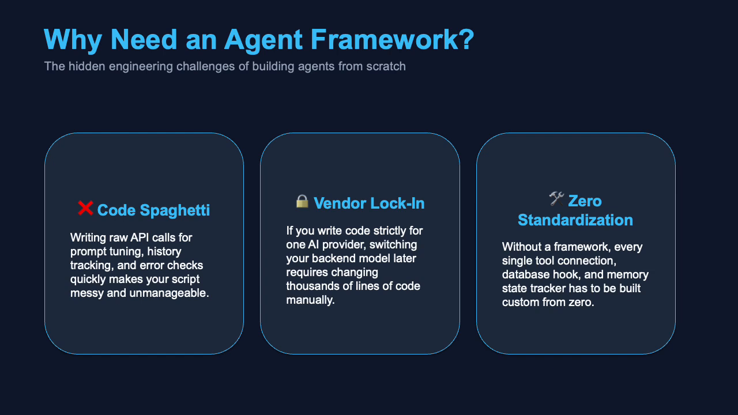Software engineers call this boilerplate and spaghetti code. Your script becomes a tangled bowl of messy Maggi noodles because you are manually writing code just to track history, clean up text formatting, and fix API glitches. There's another huge problem, vendor lock-in. Don't worry, that's just a fancy tech term that means getting trapped.